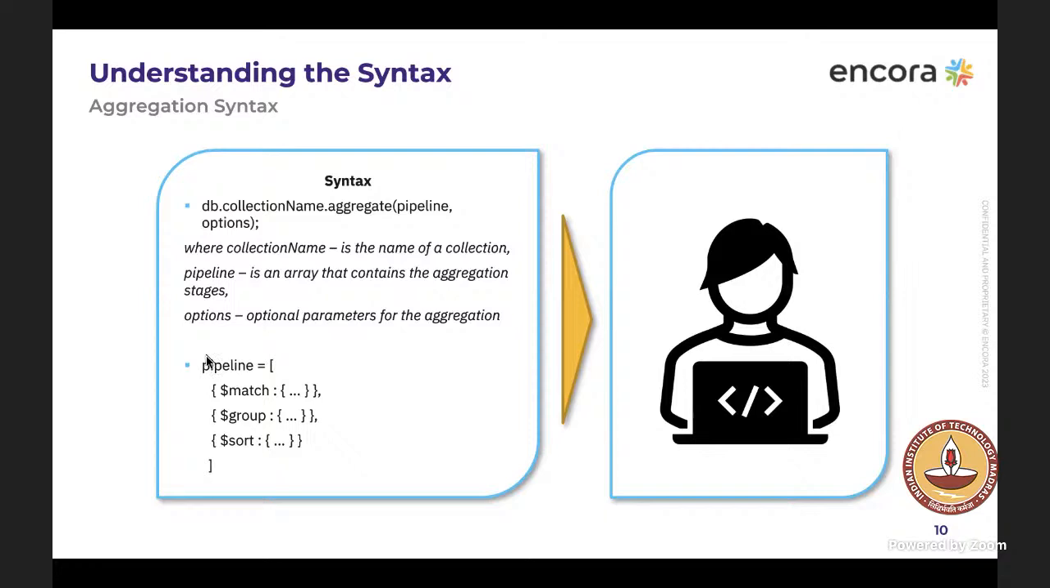Here I have also put an example of the kind of stage we can use, like match, group, or sort. Each stage should start with the $ sign only, and it is passed as an object in the pipeline array.